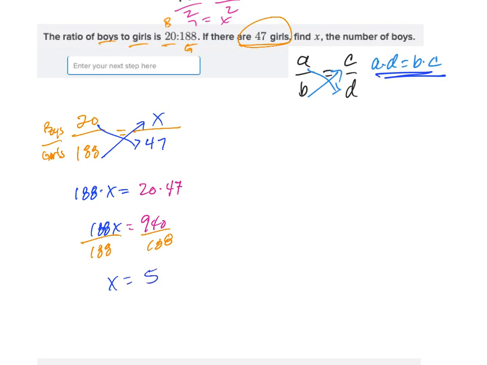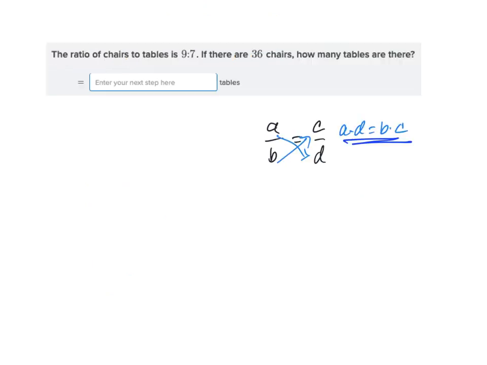So again, to answer the question, which was find the number of boys: if there are 47 girls, there are 5 boys. That's our answer. Make sure you're writing out your answers. Okay. All right. Okay, guys.